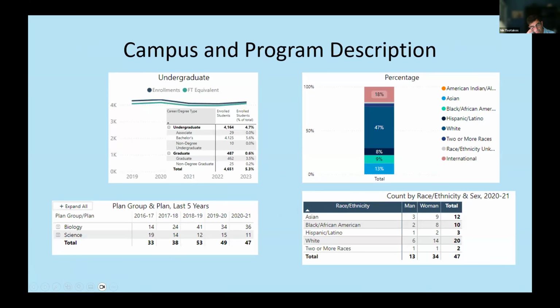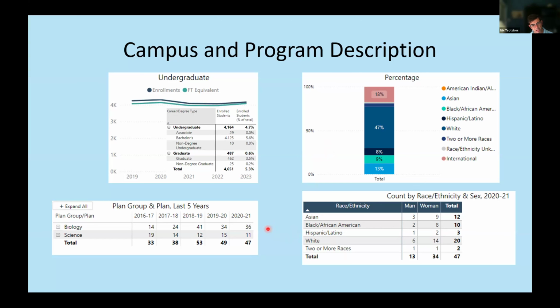Just a quick description of what our campus looks like and what the biology program looks like. We're the second biggest Penn State campus, in Harrisburg. We have about 4,000 students, as you can see here, mostly undergraduates. While we are not officially a minority serving institution, we have a lot of international students and quite a few Black, African, Hispanic, and Latino students.